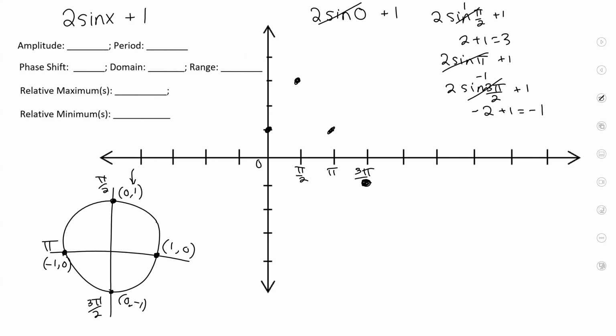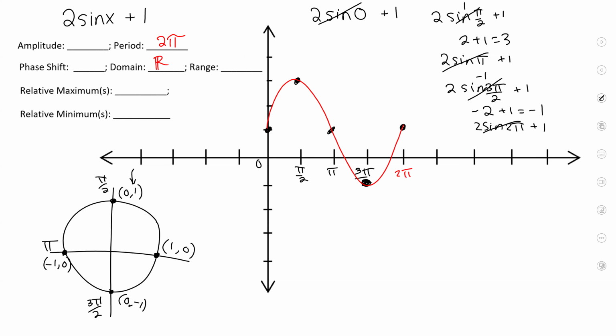And then at 2 pi, what's sine at 2 pi? 0. And then you get 1. All right, so guys, that means your whole sine looks like this. It still took 2 pi to draw the whole thing. Your domain is always the same.